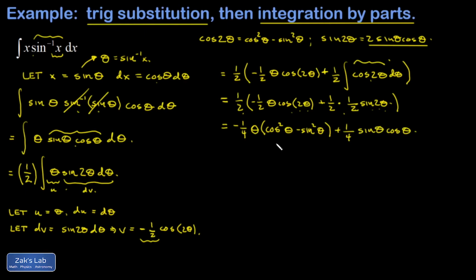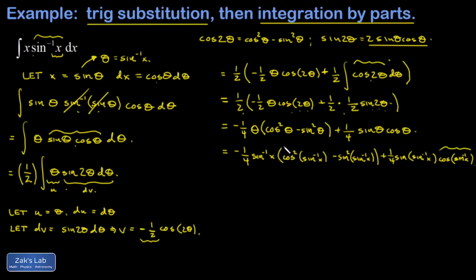Now I can plug in that theta is the angle whose sine is x, and that looks like a pretty significant mess, but really there's just one challenging piece to this. I need to find the cosine of the angle whose sine is x. That's this piece, and the square of that same thing is appearing right here. The sine of the angle whose sine is x is just x. So I'll simplify one more time before we get into that issue.